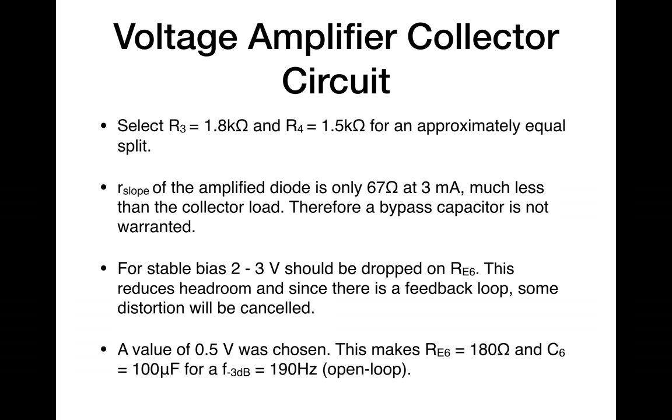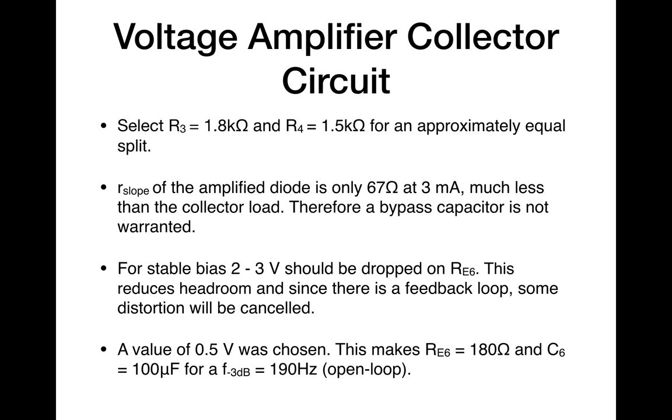It'll give you 3.3K altogether. Now the slope resistance of the amplified diode, which I spoke about earlier, is only 67 ohms at 3 milliamps, and it varies depending on the current. So that will add distortion if it's big enough, but in this case, compared to 3.3K, it's pretty small. So it's not really necessary to bypass it with a cap. It won't really do very much in ways of reducing distortion or anything.